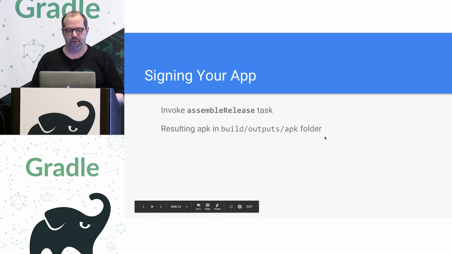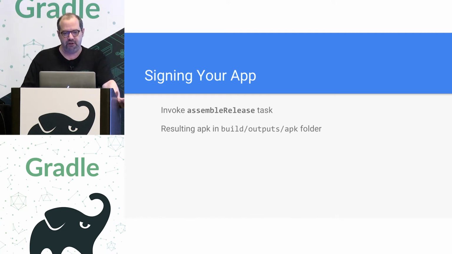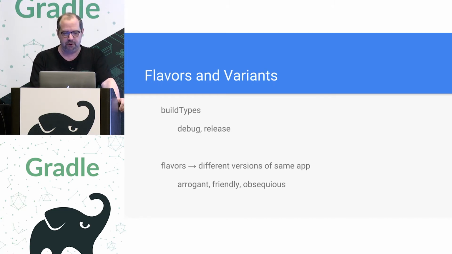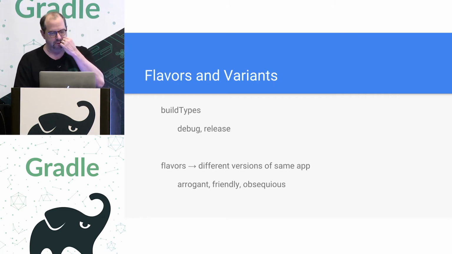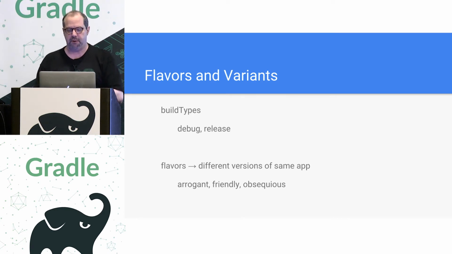Of course, when you invoke assemble release, that's what creates your APK and puts it in the build outputs APK folder. You may have multiple ones there. Of course, this is under the app folder, not under the top level directory. So we can have debug and release. And I want to mention something about flavors now.